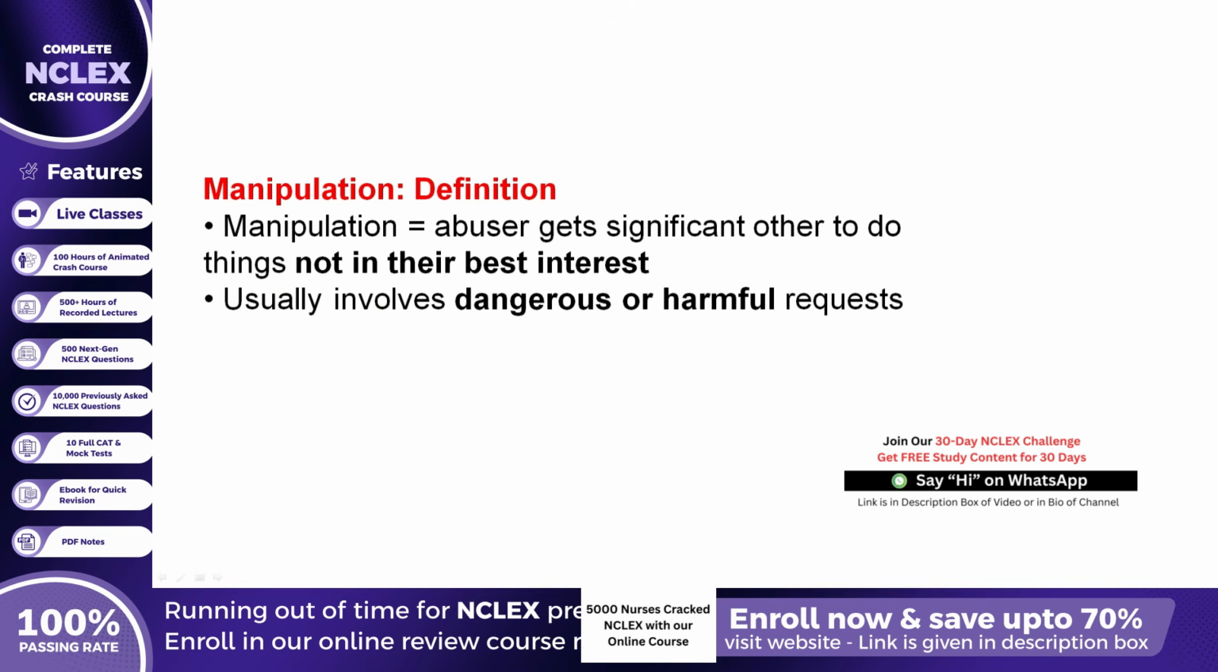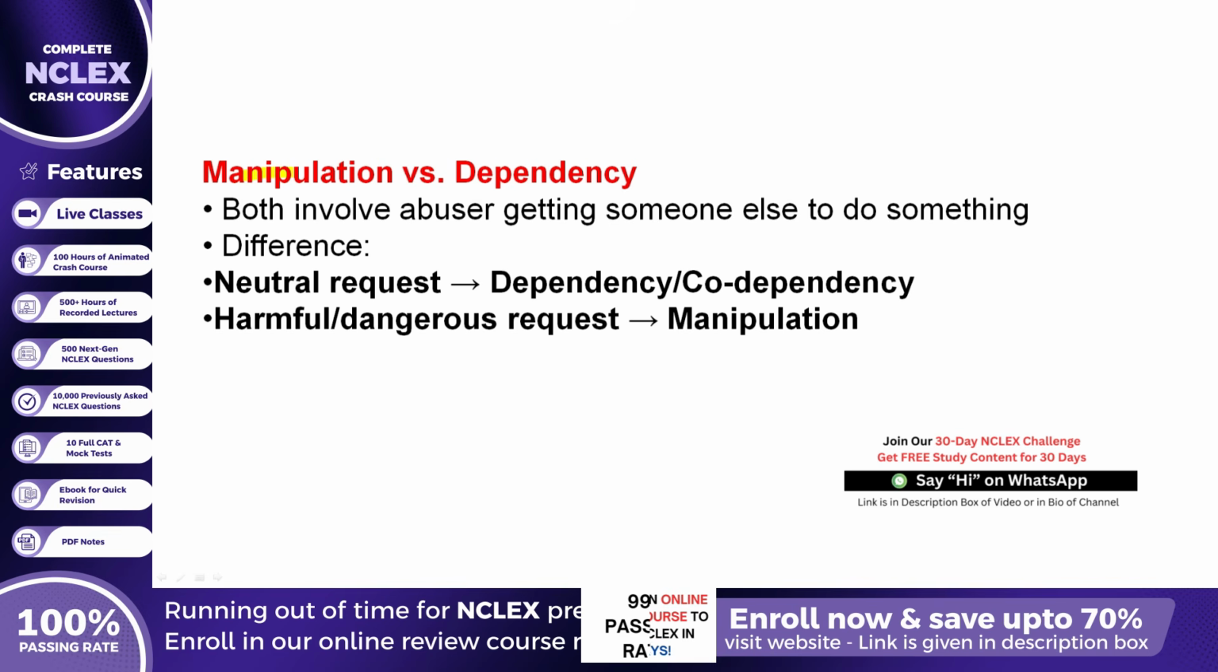When we look at manipulation, we define it as the abuser getting the significant other to do things that are not in their best interest. It is important to recognize that this usually involves dangerous or harmful requests that place the other person at risk. As we compare manipulation with dependency, we see that both involve an abuser getting someone else to do something. The difference becomes clear when we consider the nature of the request. A neutral request points toward dependency or codependency. In contrast, a harmful or dangerous request indicates manipulation.